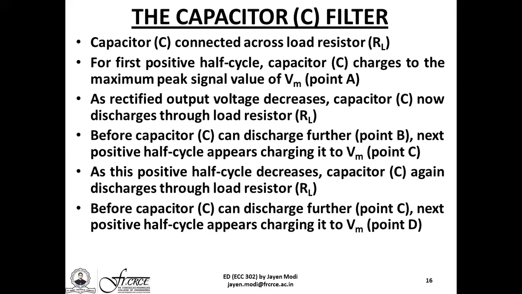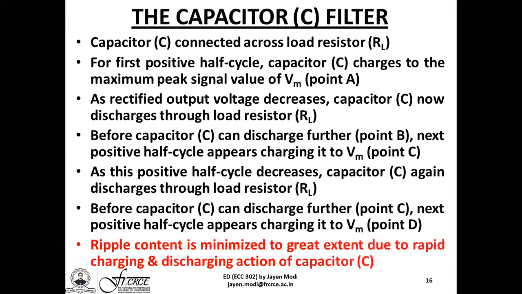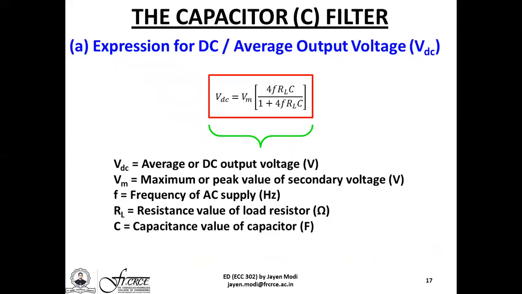So what we see is that ripple content is minimized to a great extent due to the rapid charging and discharging action of the capacitor C. The standard expression for the average DC output voltage is given by VDC equal to Vm times the bracket of 4FRLC divided by 1 plus 4FRLC.